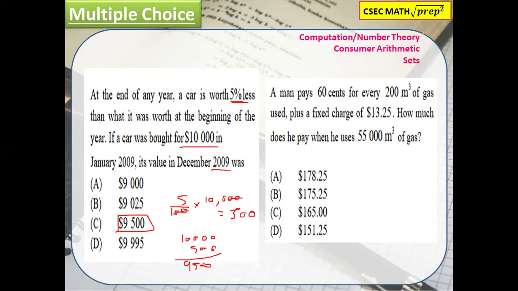Easy. A man pays 60 cents for every 200 meter cube of gas used, plus a fixed charge of $13.25. How much does he pay when he uses 55,000 meter cube of gas? Now, what we need to do here is find out how many 200 meters cube we can get from how much he used. That way we can see. Multiply it by 60 cents to see what the charge is.